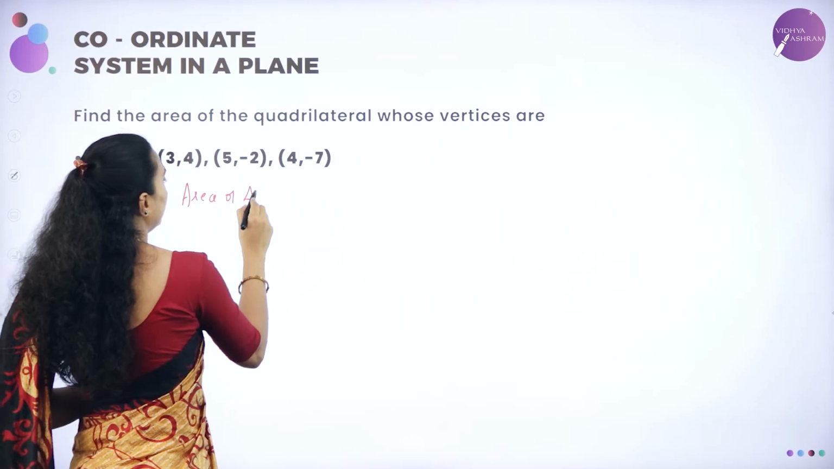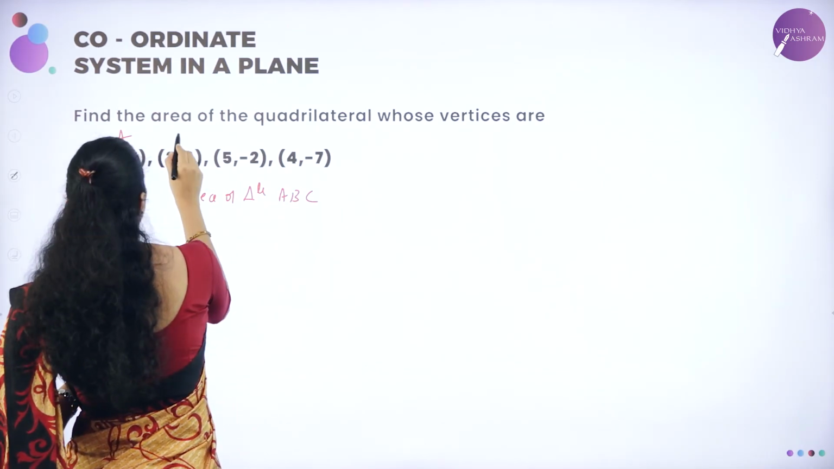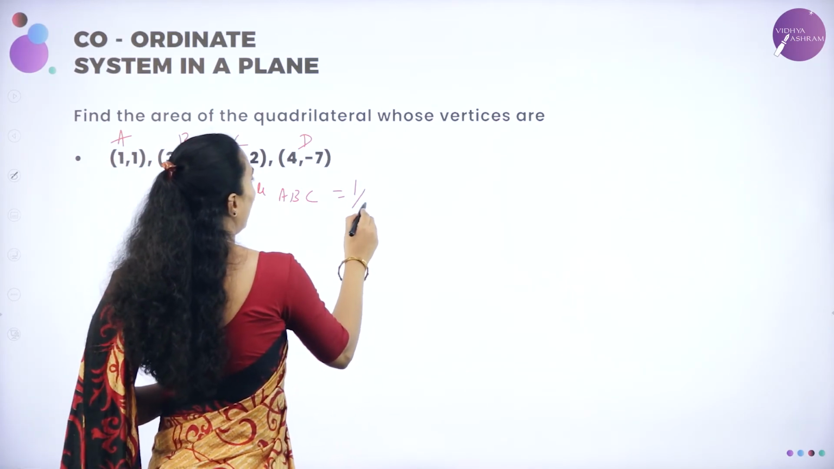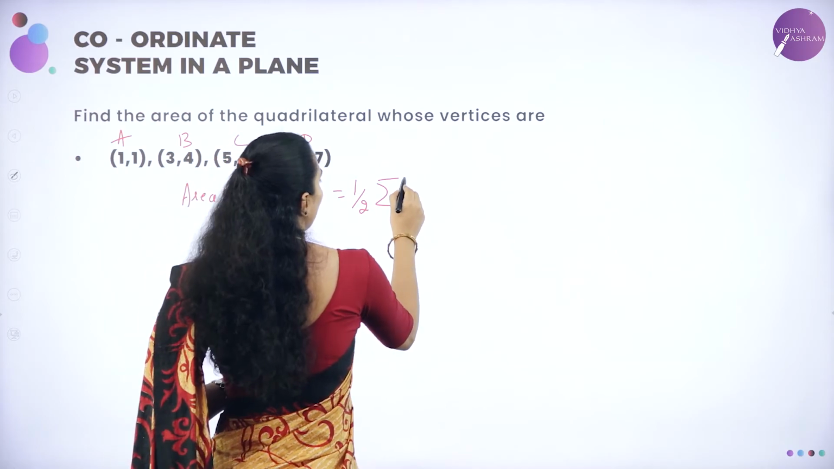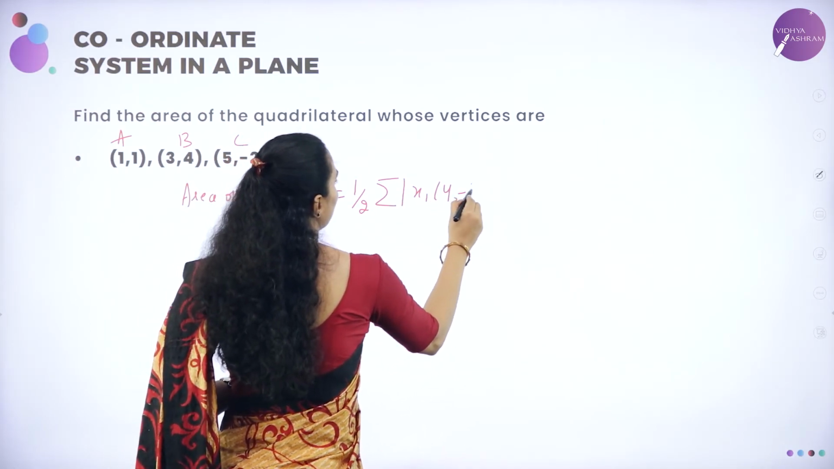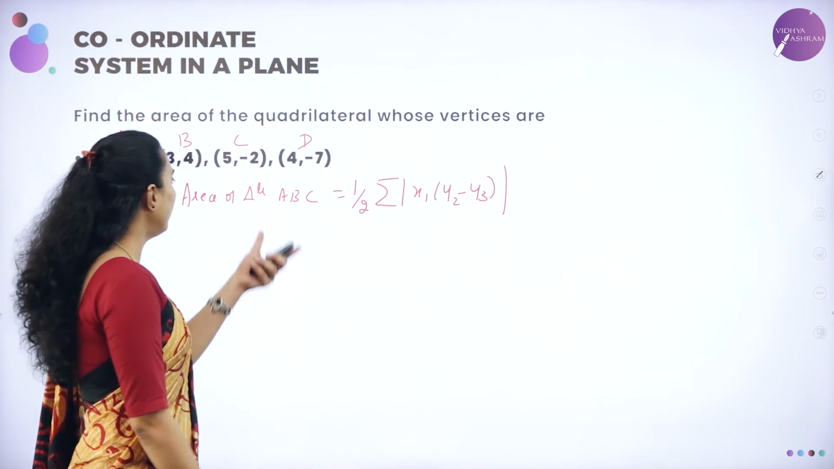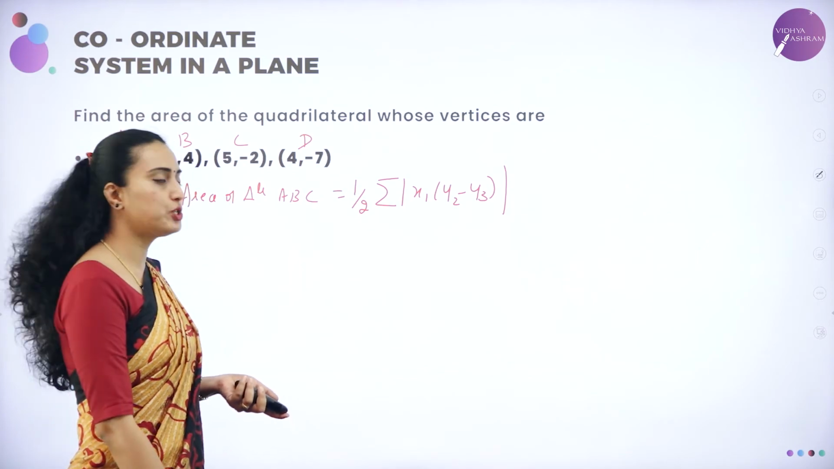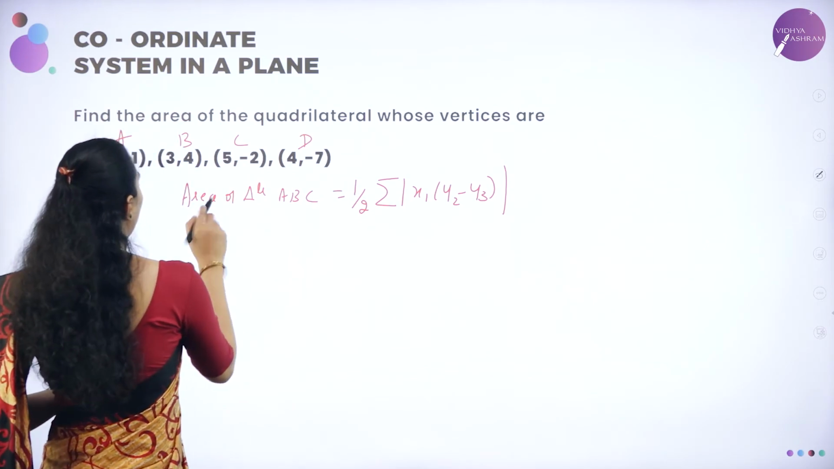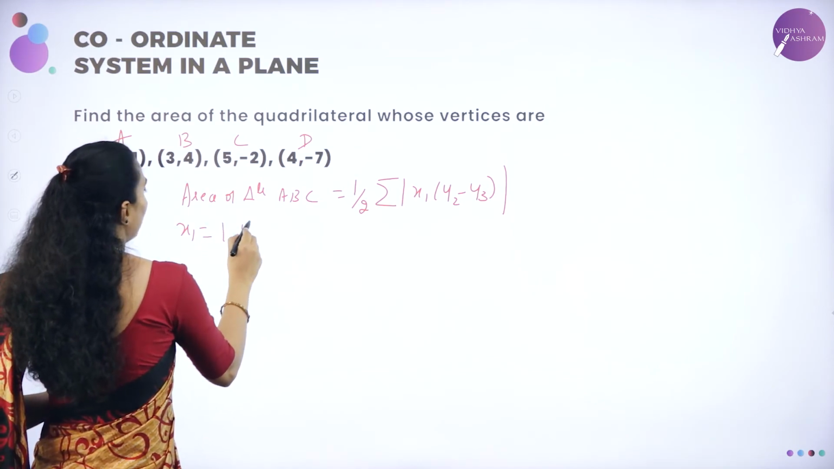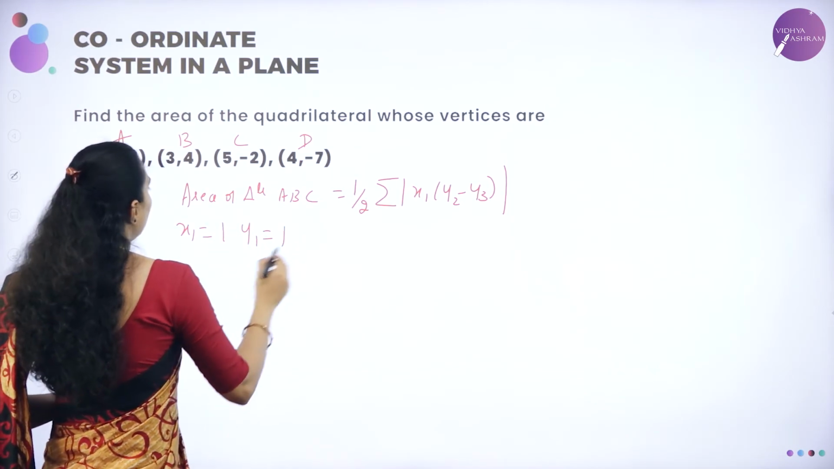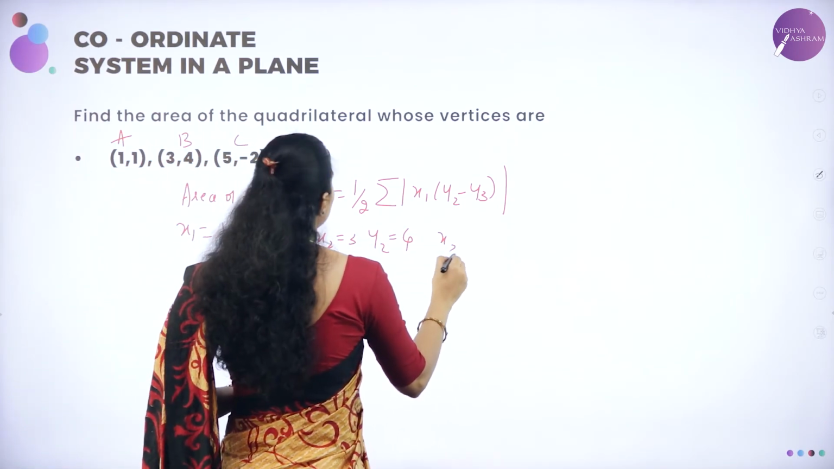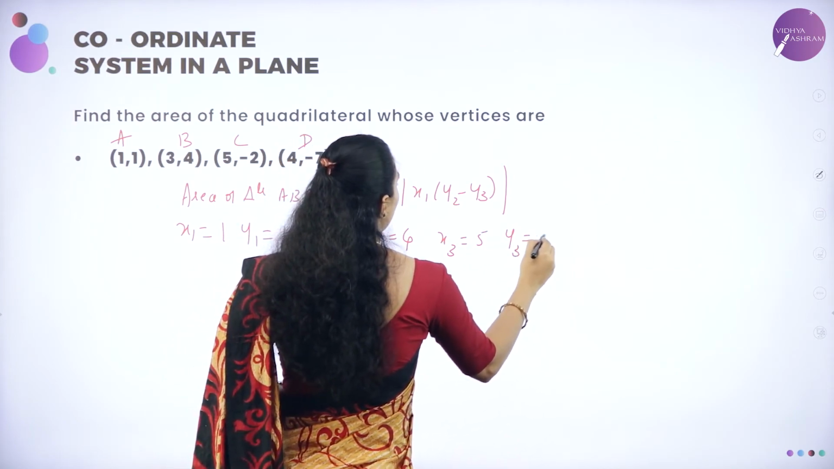Area of triangle ABC, considering these as points A, B, C and then D respectively. So you are going to have half into the summation modulus of x1 into y2 minus y3. Here the area of a triangle ABC is half into summation of x1 into y2 minus y3. Taking x1 equals 1, y1 is 1, x2 is 3, y2 is 4, and then x3 is 5, y3 is minus 2.